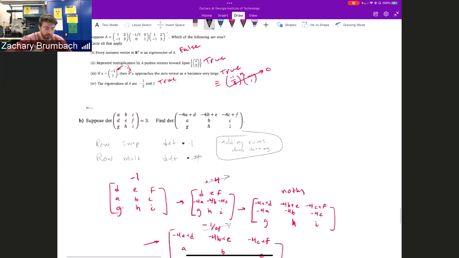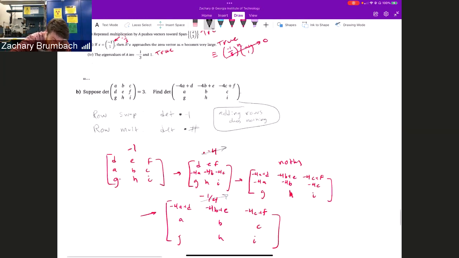So going back to the actual question, all we're essentially doing here is swapping rows, that's multiplying by -1. We're adding rows, that does nothing. And that is all. So we multiply our original determinant, 3, times -1. That gets us -3, and that's our final determinant. Cool. Any questions on this?